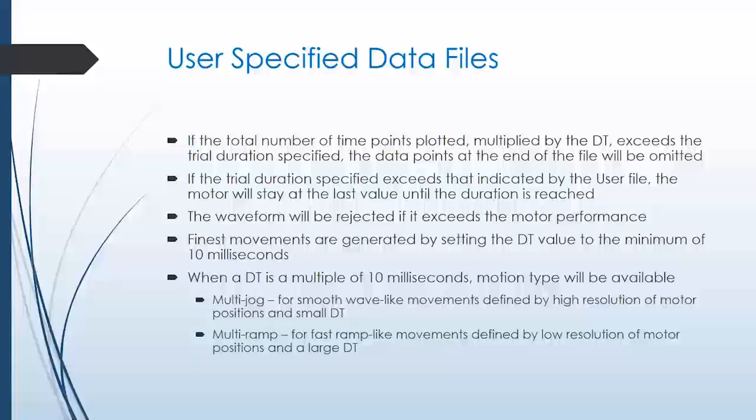You can have a multi-jog. For smooth-like movements, you're going to define the high resolution of the motor positions in small dt, and multi-ramp is for fast ramp-like movements. And you're going to specify low resolution of the motor positions and a large dt.